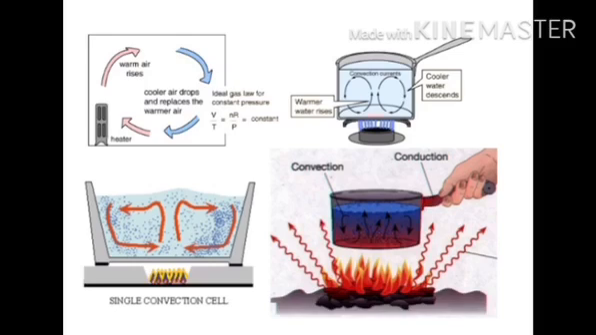Warm water is lighter than the surrounding cold water, so it rises up. The colder water from the surroundings moves down, gets heated and rises up. This process continues until the entire liquid attains a uniform temperature. This cyclic movement of the water during heating is called convection current.